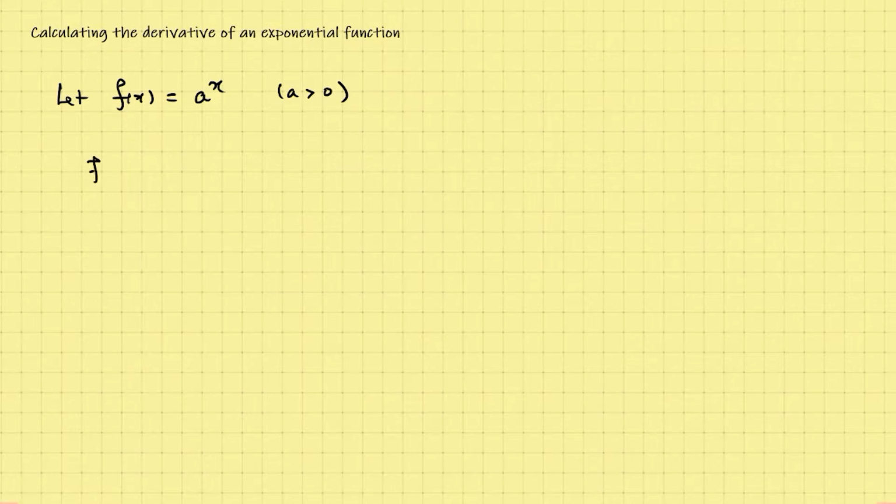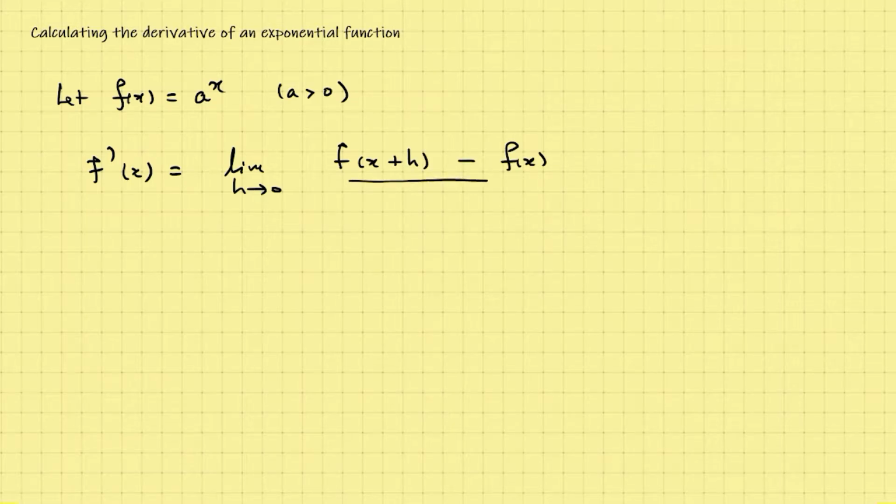So the derivative, if I go back to my exponential function, is going to be the limit as h tends to 0 of f of x plus h, and then you take away f of x from it, and you divide the whole thing by h. So let's write that down. I'm going to have x plus h as a power because I'm evaluating f at x plus h, and then I'm going to have a to the x, and the whole thing is over h.